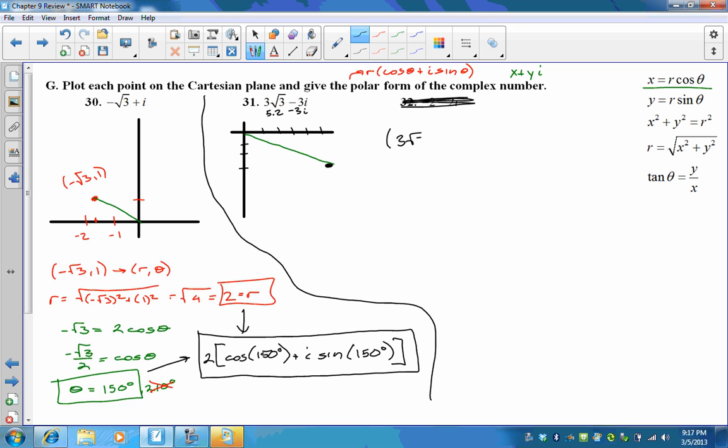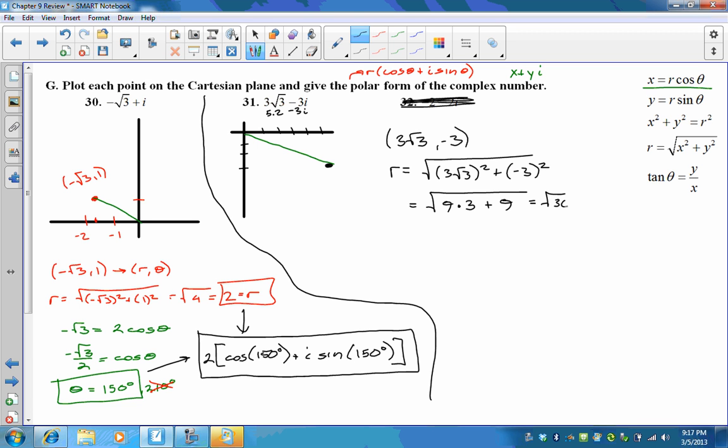My r is going to be the square root of x squared, so 3 root 3 squared plus my y squared, which is negative 3 squared. We'll clean that up. When you square 3 root 3, 3 squared is 9, the square root of 3 squared is 3, plus negative 3 squared is 9. That's 27 plus 9 is 36. And the square root of 36 is 6. So there's my r. We'll put that on hold for a second.